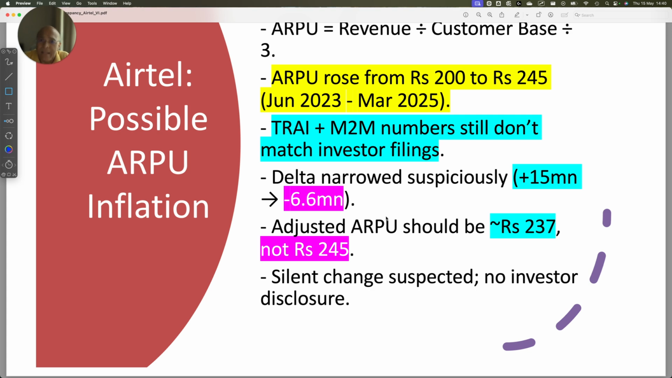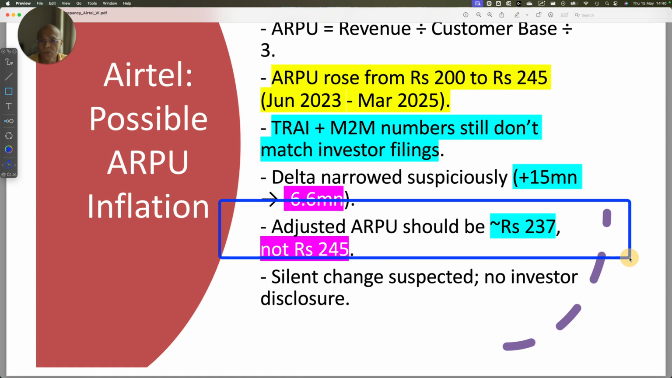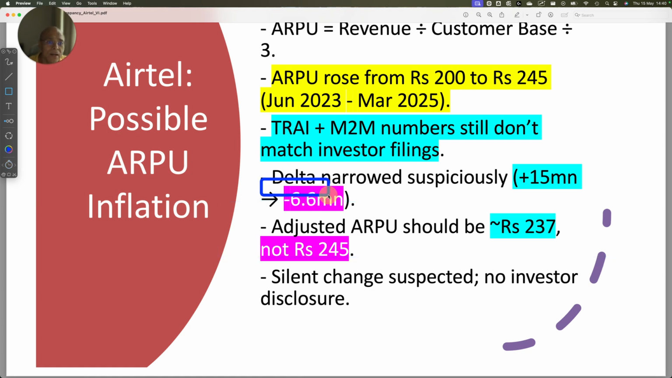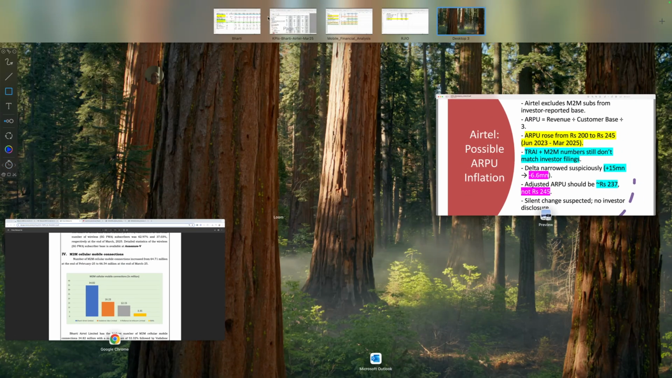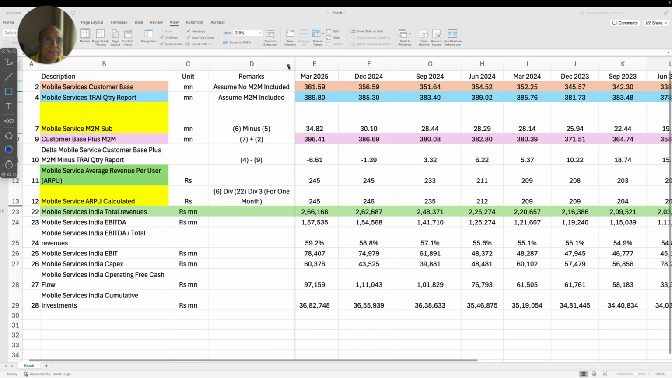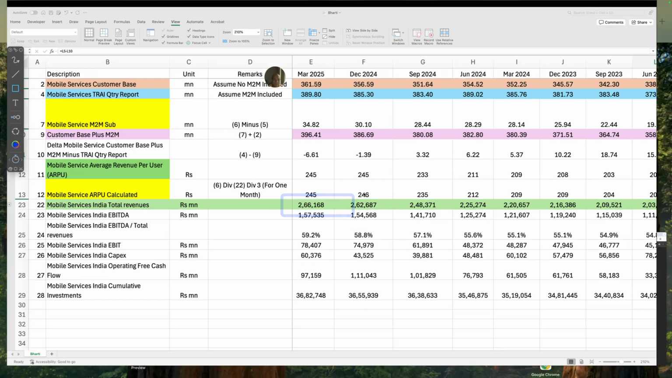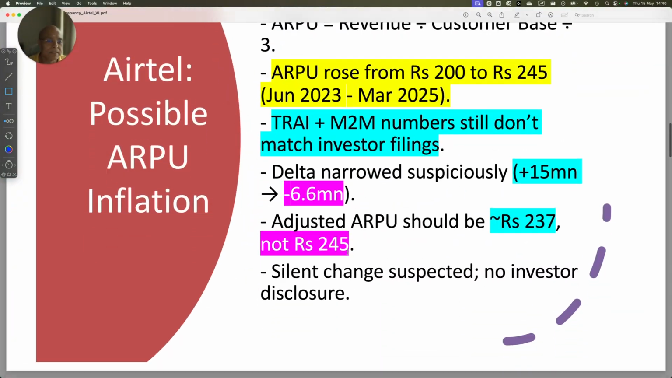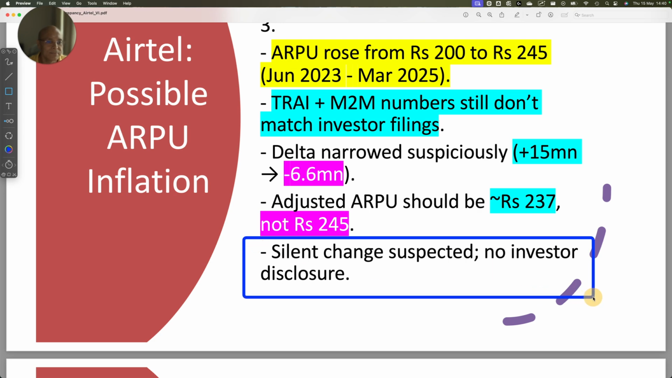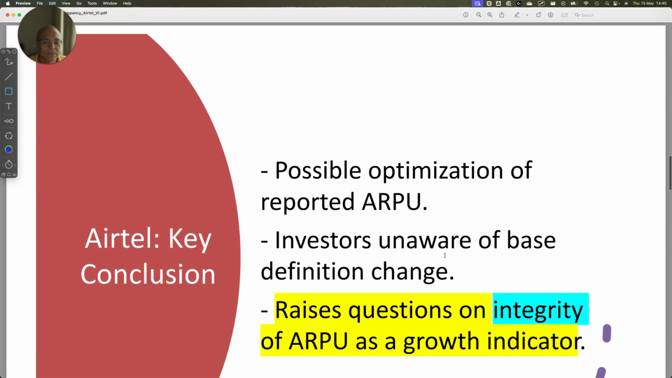The trend clearly shows, as I told you. Now adjusted ARPU should be 237 if I do what? 2 multiplied by 6.6 and add to this number, which I showed you right now. This number, 361.59, and then divide by the total revenue, right? Correct? So this is the discrepancy which I found. So silent change suspected. I do not know what investor disclosure.